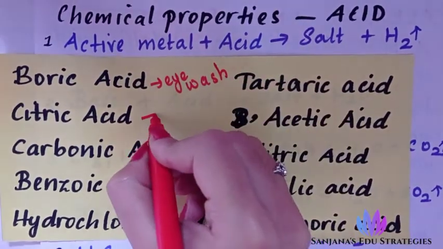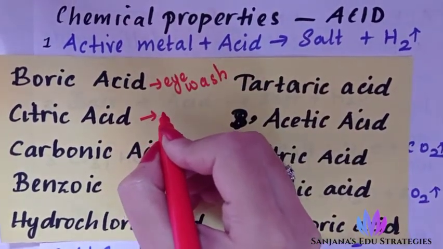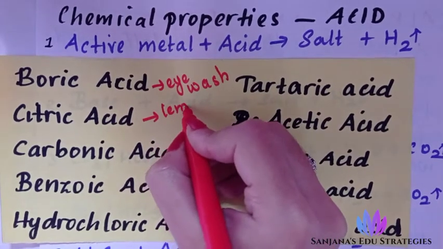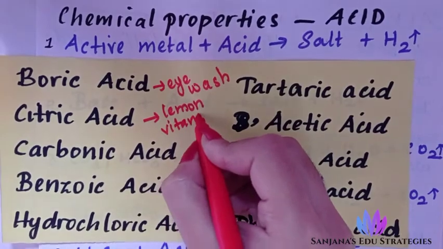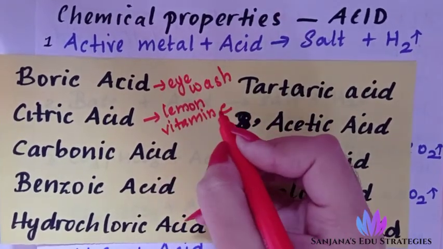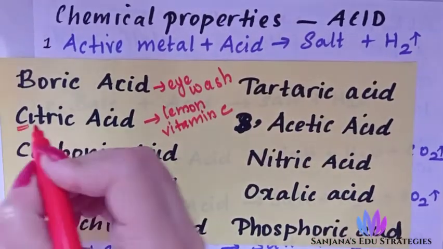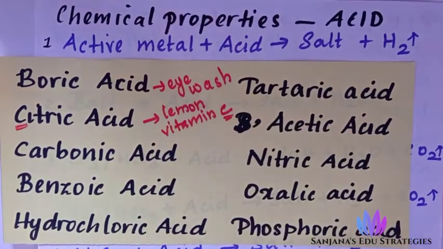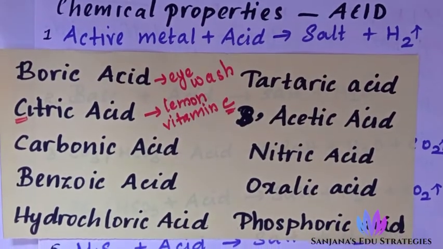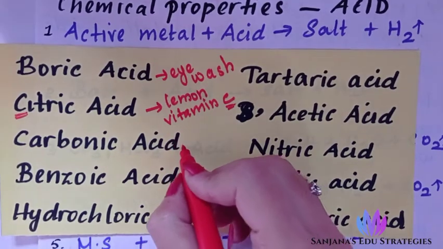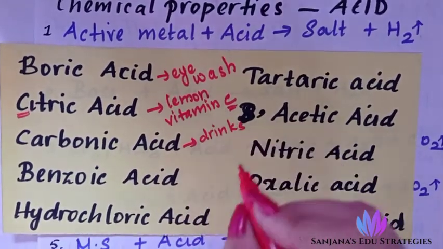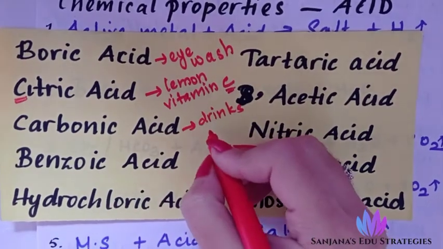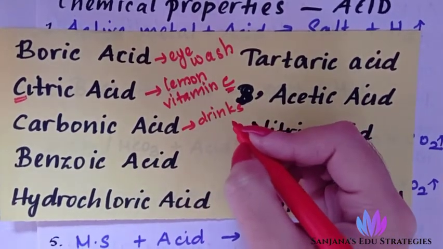Citric acid is present in citrus fruits like lemon and orange, and it is also helpful in vitamin C preparation. Remember, citric acid, vitamin C preparation. Next is carbonic acid. It is used in drinks, beverages, flavored drinks. Like all flavored drinks, carbonic acid is present.